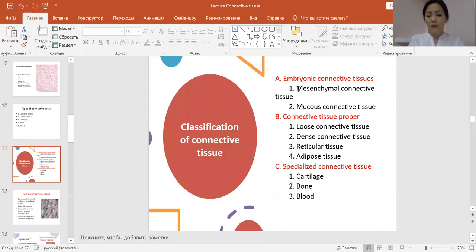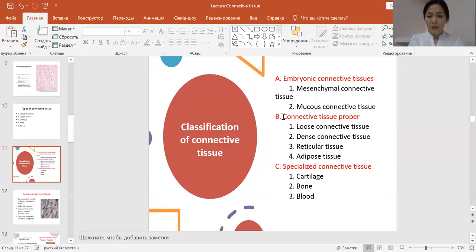If you remember, the embryo has three germ layers: ectoderm, endoderm, and mesoderm. The mesenchymal cells, or mesenchymal connective tissue, develop mainly from the mesoderm. Mucous connective tissue, for example in the umbilical cord, which consists of three blood vessels, and between the blood vessels we can find mucous connective tissue, which is also called Wharton's jelly.